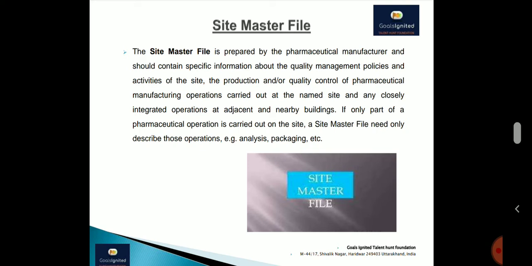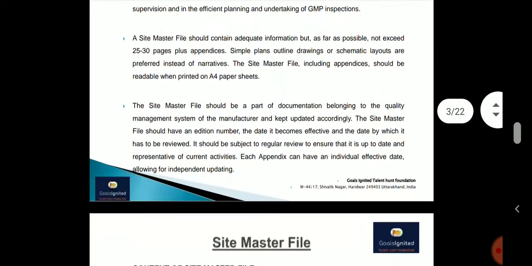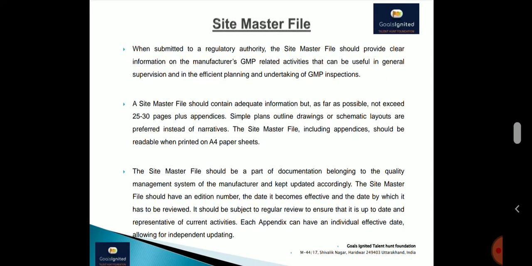The site master file is prepared by the pharmaceutical manufacturer and should contain specific information about the quality management policies and the activities of the site. The production and quality control of pharmaceutical manufacturing operations carried out at the named site, and any closely integrated operations in adjacent and nearby buildings. If only part of a pharmaceutical operation is carried out on a site, the site master file need only describe these operations, for example, analysis and packaging operations. So these things need to be incorporated in the site master file.